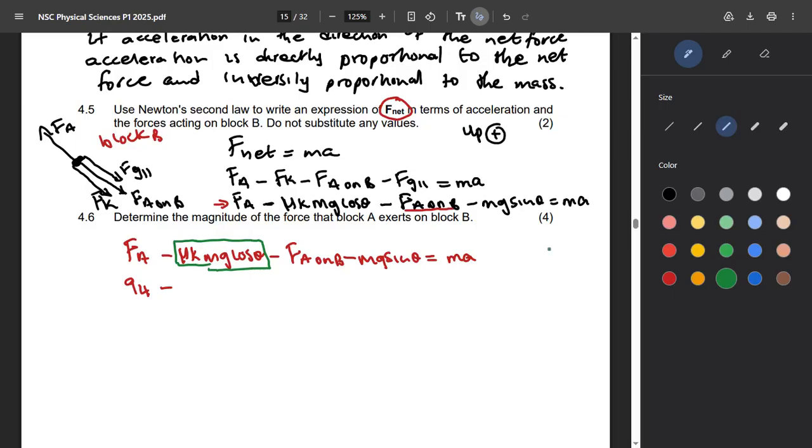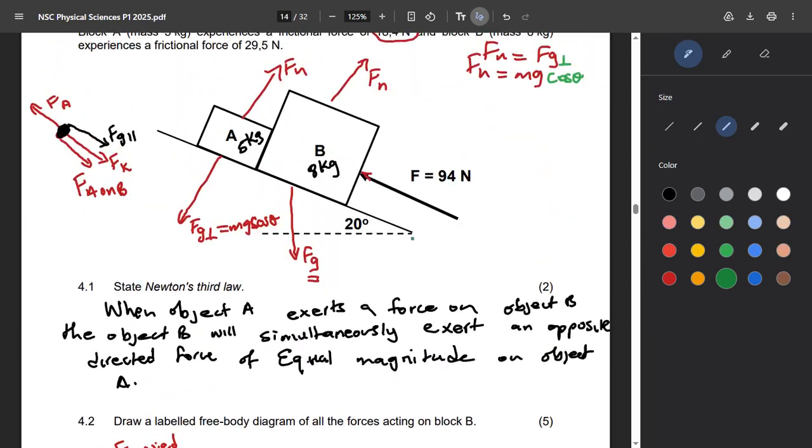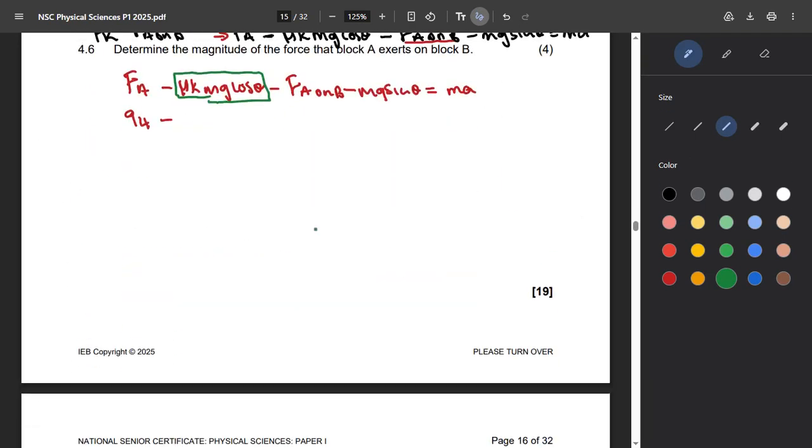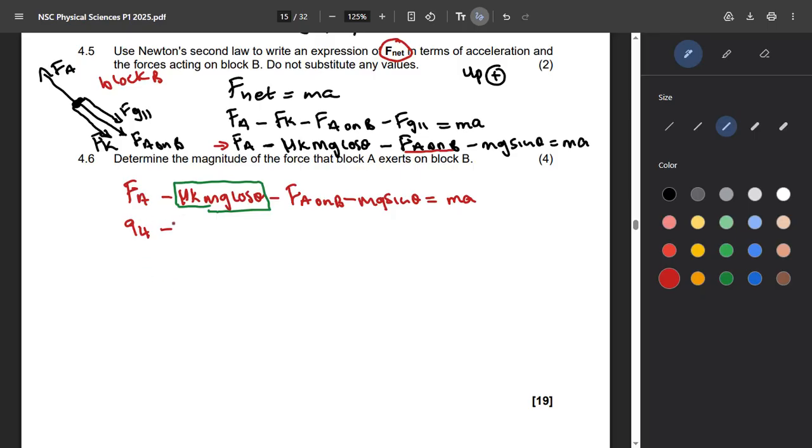So all this, it was given up here on the statement. For block B, it was 29.5. It's given as 29.5. Okay, so now this will be 29.5. I'm going to subtract 29.5. And then minus the force A on B, it's what we are looking for, minus my FG parallel that I'm going to say this, the mass it's 8, 9.8, the sine of 20 degrees. This is equal to the mass, it's 8, but we don't know acceleration.